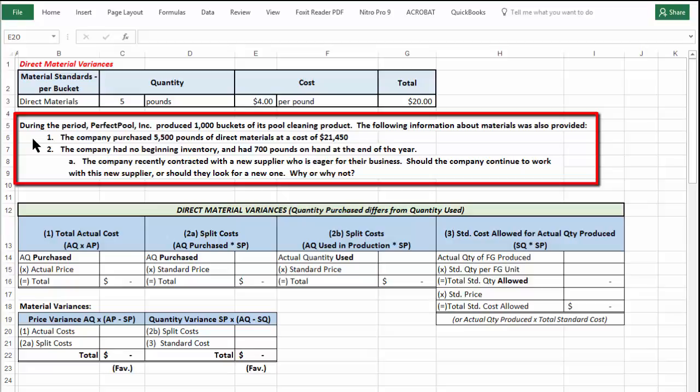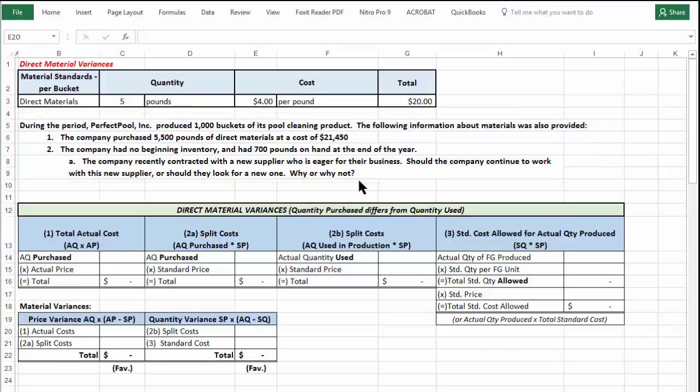And here's an interesting question to consider. The company recently contracted with a new supplier who is eager for their business. Should the company continue to work with the supplier, or should they look for a new supplier, and why or why not? Let's first consider how we calculate the direct materials price variance.